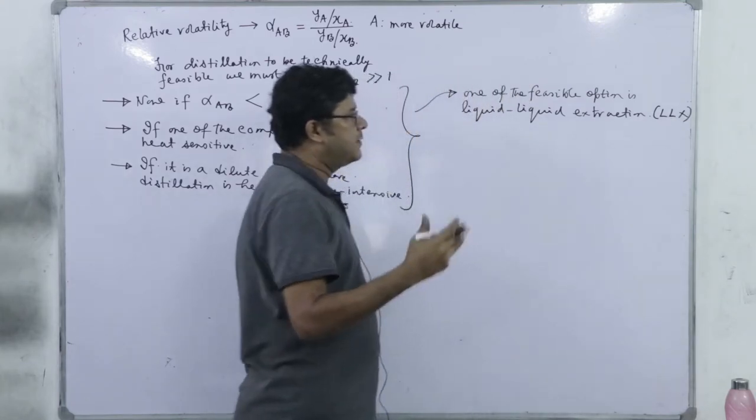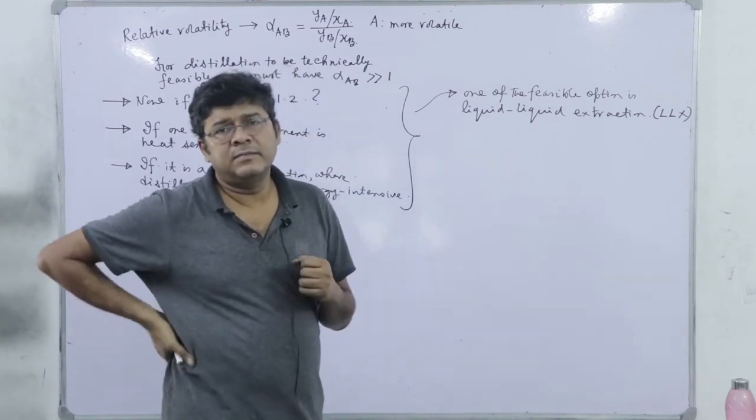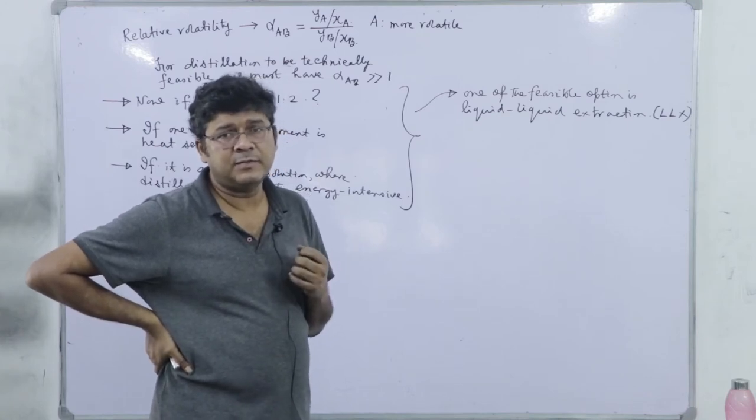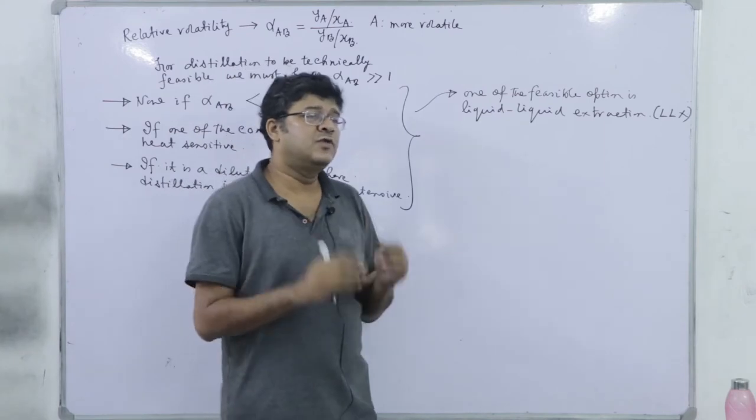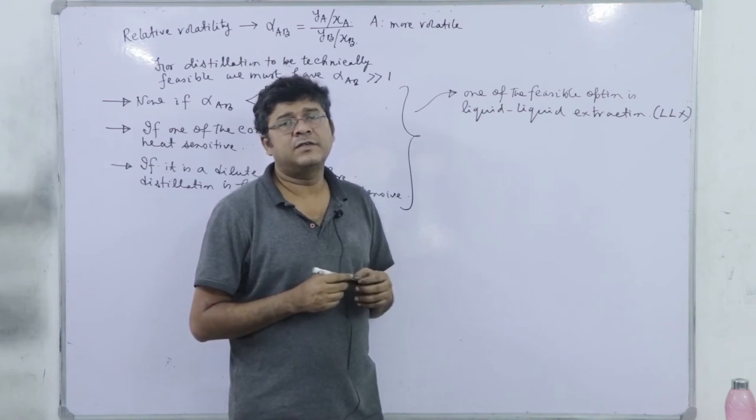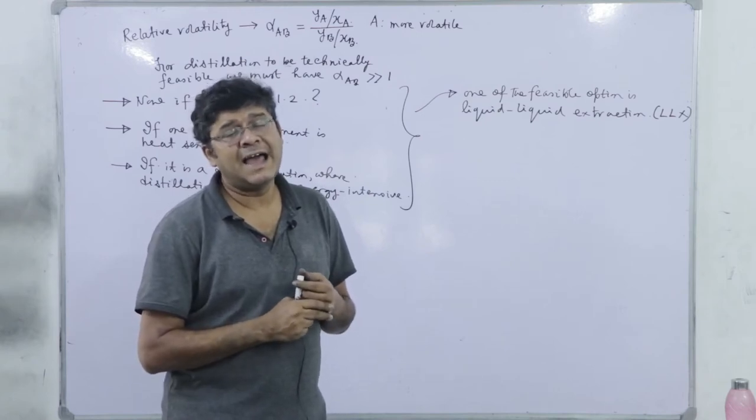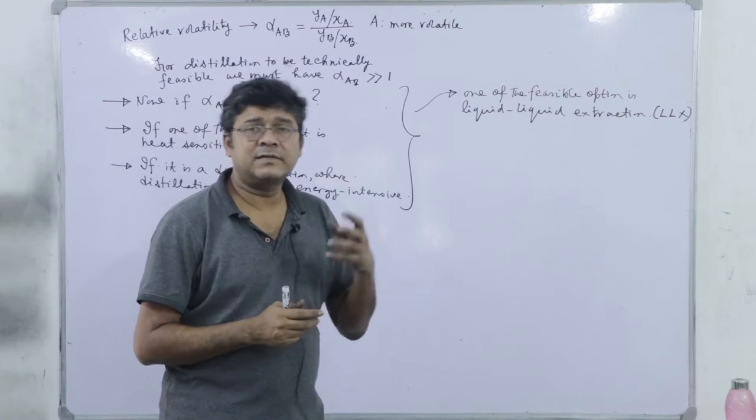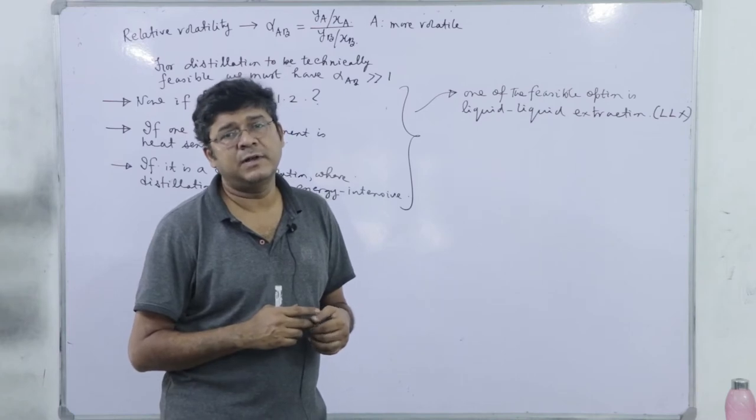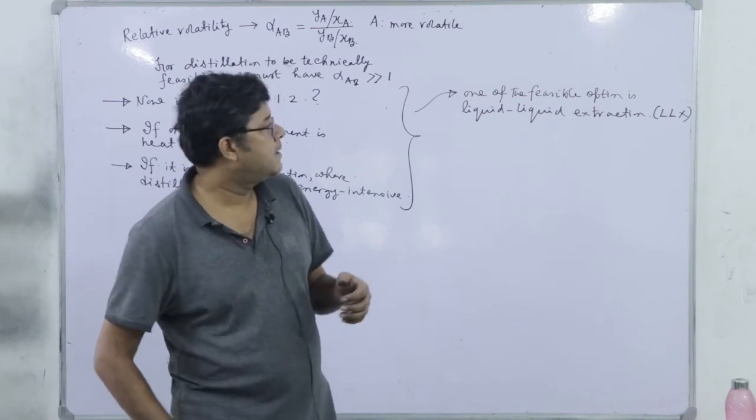What does it mean? What is the process actually? You have a feed, and in the feed there is a solute and definitely there will be a carrier, just like any other mass exchange process. Now, you will choose a solvent based on the chemical characteristics of that solute, such that the solute has a high miscibility in that solvent, whereas the carrier is preferably immiscible, and if miscible, it should be sparingly or partially miscible.